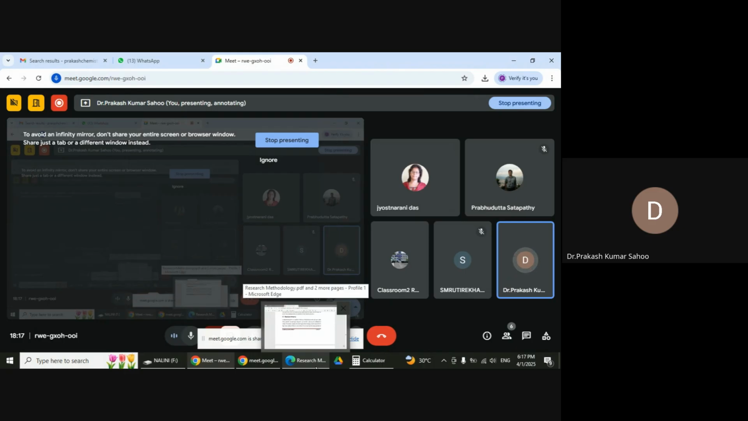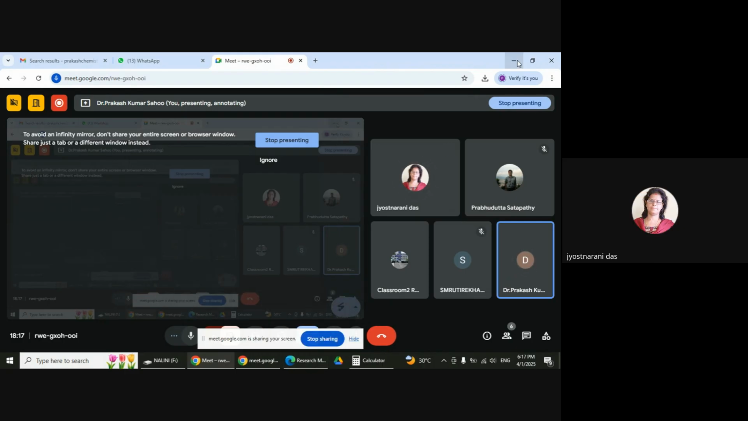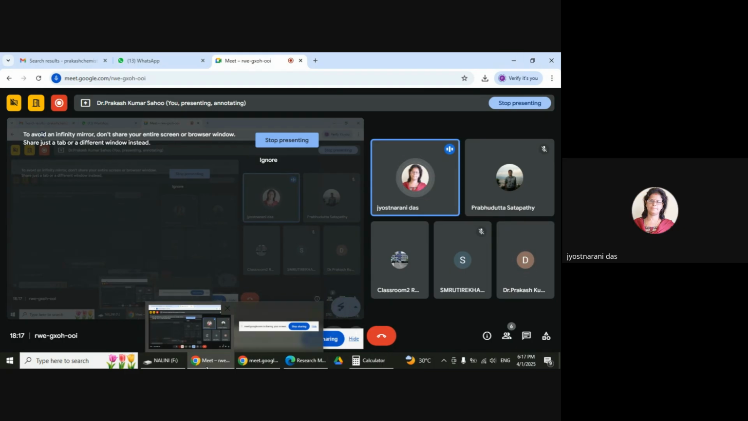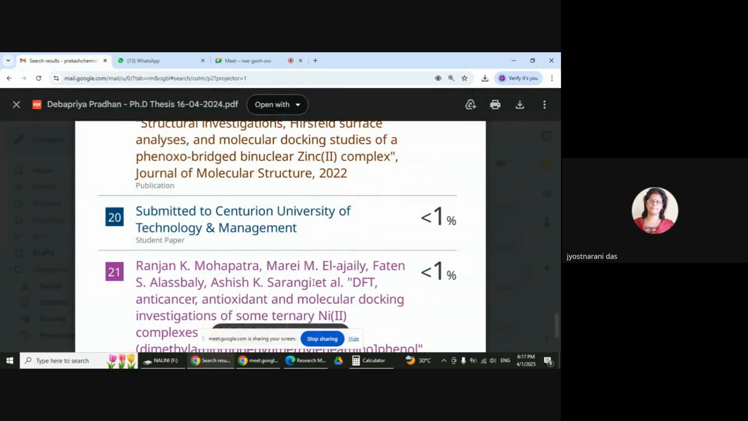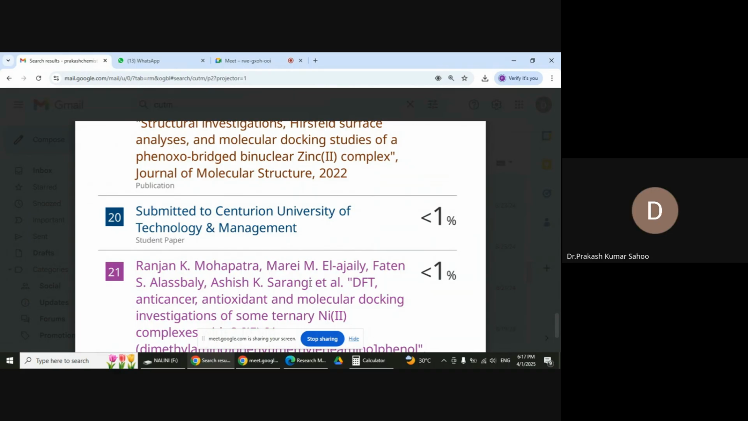Sir, will this paper be attached to the synopsis? Which paper? The last page reference. Yes, the plagiarism one. No, no, this is not attached.